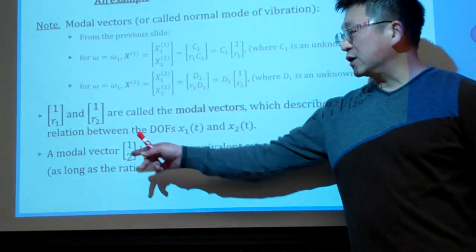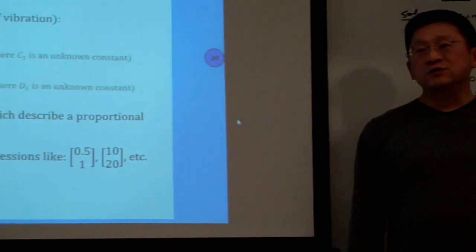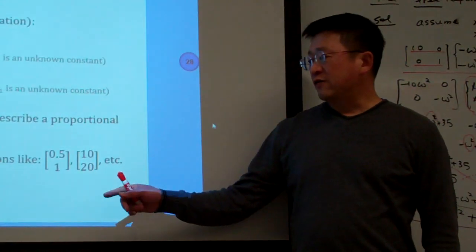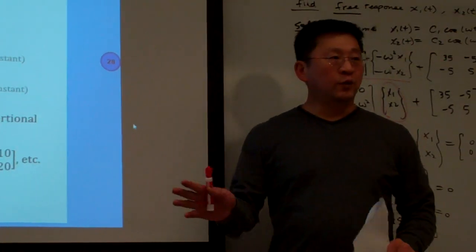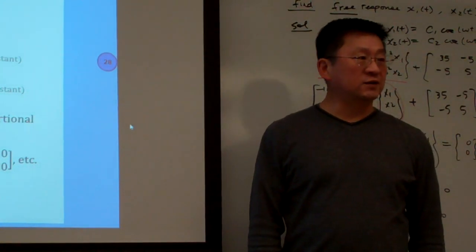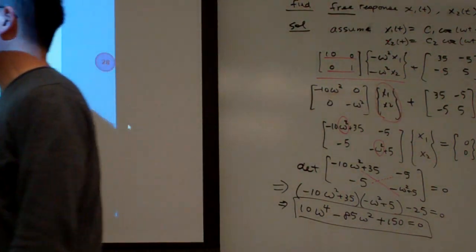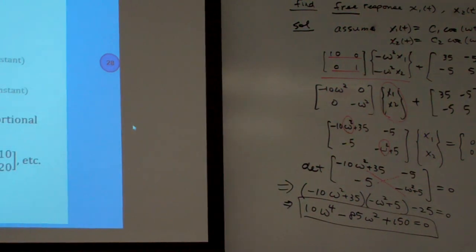So for example, you can say the first vibration mode is 1, 2. Another student says my first vibration mode is 10, 20. Both of you are the same. You're describing the same answer. You good? Okay.